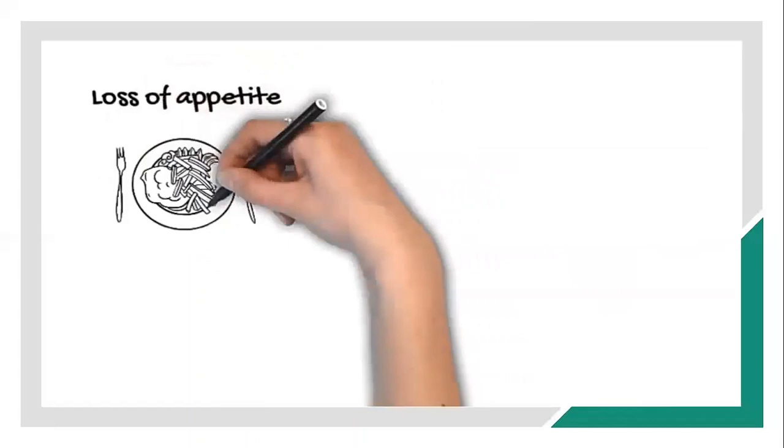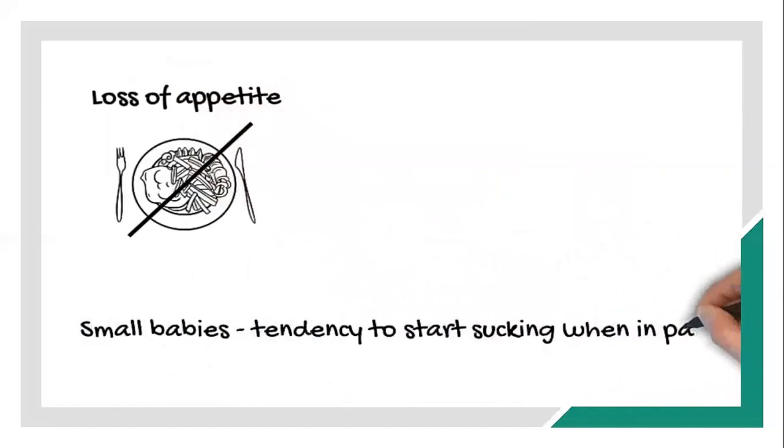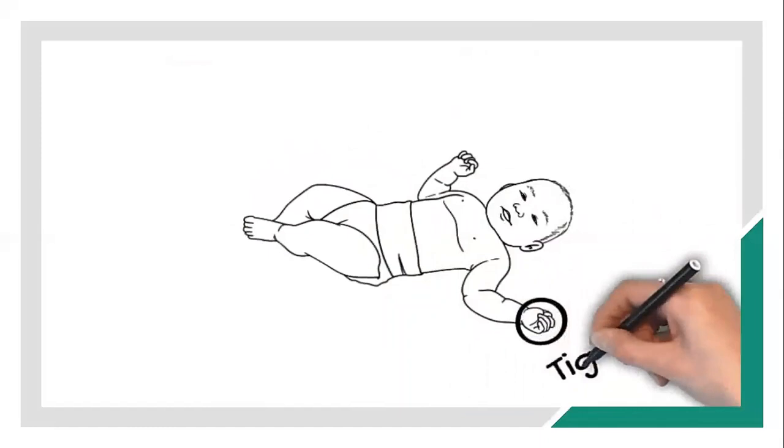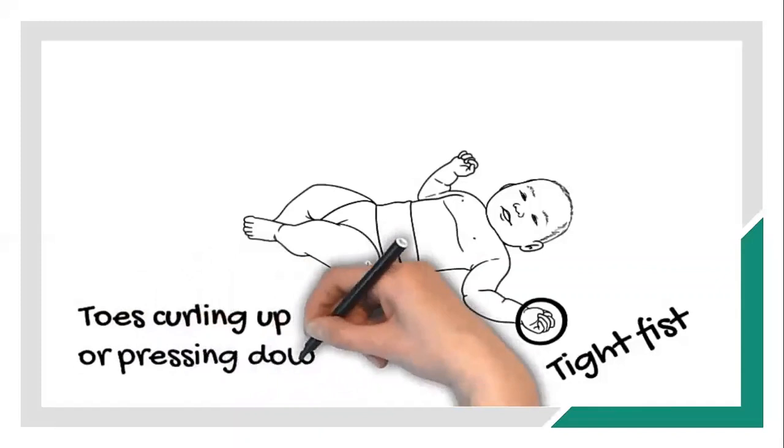Another sign may be loss of appetite, but be aware, small babies have a tendency to start sucking when in pain, and therefore breastfeeding or sucking on a dummy can actually be used to alleviate short-lived pain, such as during procedures, but more about that later. Other signs may include tight fist, toes curling up or pressing down, or the whole body of the child can become tense and restless.